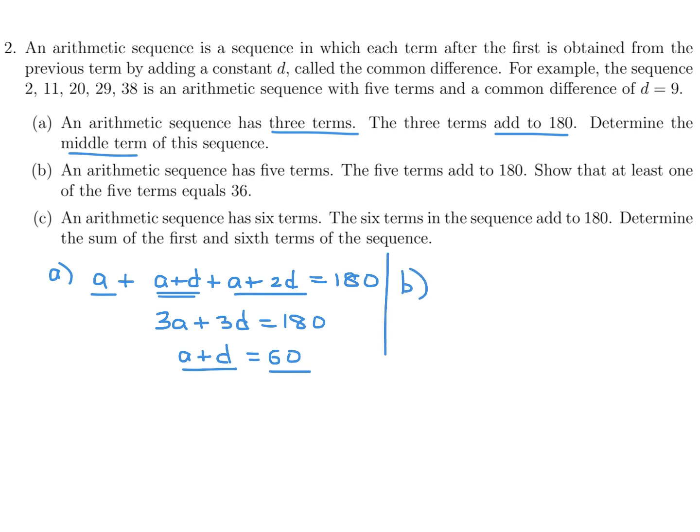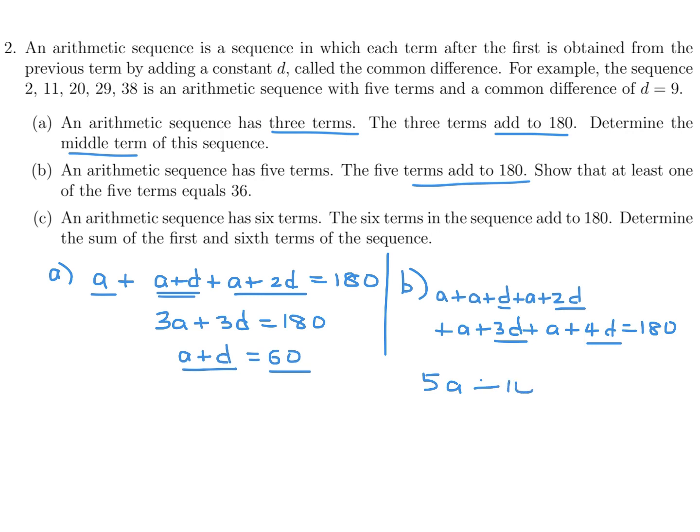B is the next one. An arithmetic sequence has 5 terms. The 5 terms add up to 180. Show that at least one of the 5 terms is equal to 36. So now we'll call the terms a, a plus d, a plus 2d, a plus 3d, and a plus 4d. And they're saying that the terms add up to 180, so let's add them. And they equal 180. So let's add these all up. So 5a, and then 10d.